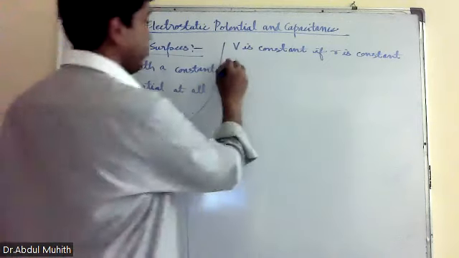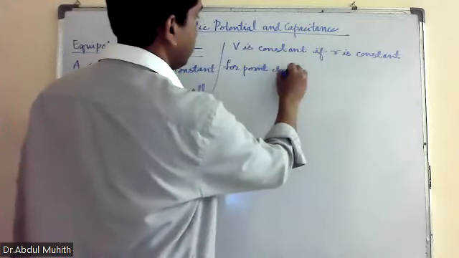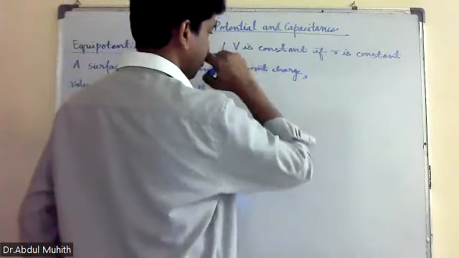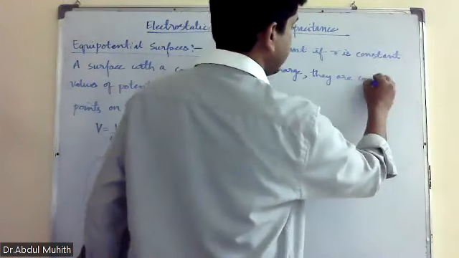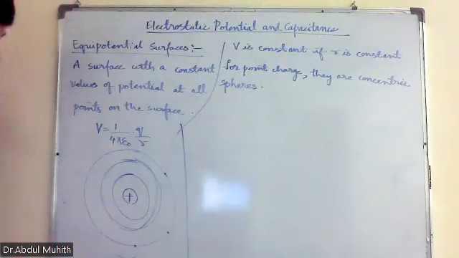So for a point charge, they are concentric spheres. Or there is one more definition.